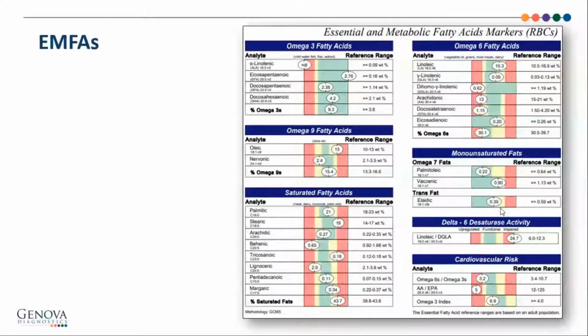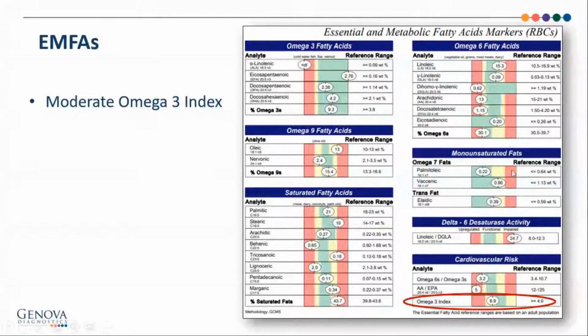Now, the essential metabolic fatty acids are from red blood cells. And so I'm always going to first look at these omega-3 fatty acids and get a sense of it. And I noticed that the alpha linolenic is a bit low. That's interesting. Maybe they're supplementing EPA, but there is a way of getting a sense of the overall need, and that's the omega-3 index that I circled here.